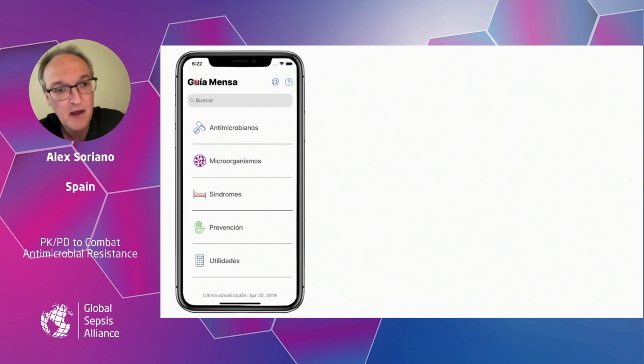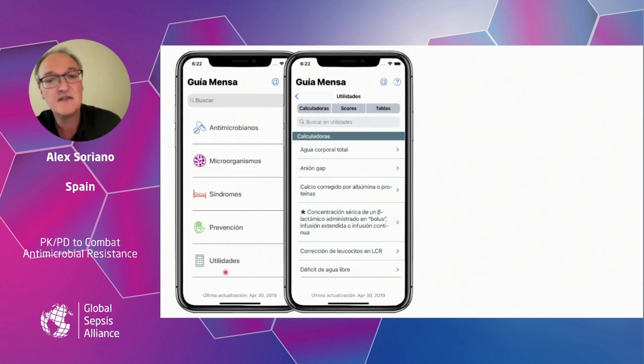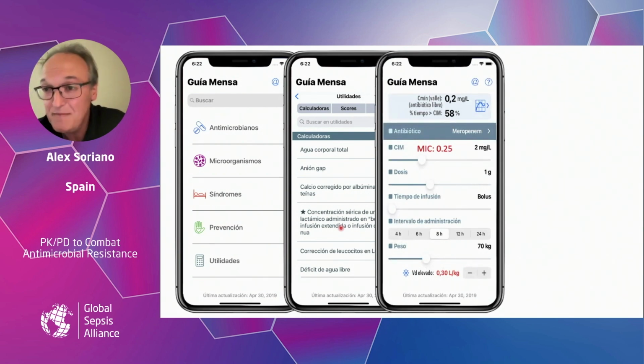This is a guide. This is in Spanish, but it's easy to use because it's very clear. And here, if we click on the utility, what we can see is, for example, this concentration of serum beta-lactams. By clicking here, we can simulate the concentrations that we achieve with a specific antibiotic. For example, we select Meropenem. Imagine that the MIC of your Pseudomonas is 0.5, 0.25. So we need to get as a target 2 milligrams, that would be the ideal situation, to be at least 8 times over the MIC. And then we can select the dosage.